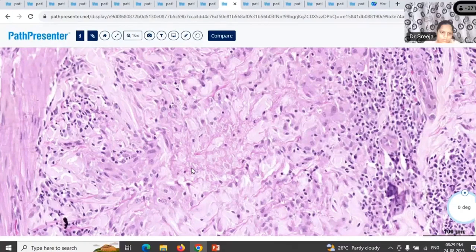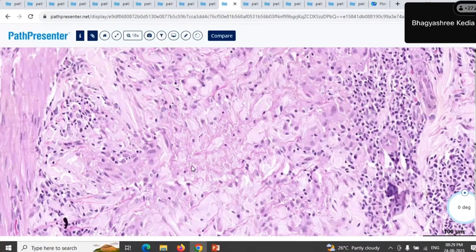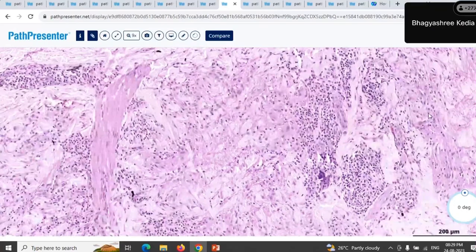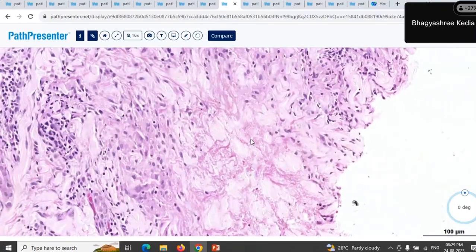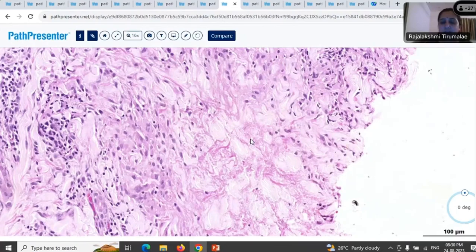Degraded collagen. I think it's better to use the word altered collagen. Necrobiosis. That's exactly the term that I'm trying to avoid, ma'am, because it doesn't make sense to me. I prefer to use the term altered collagen.